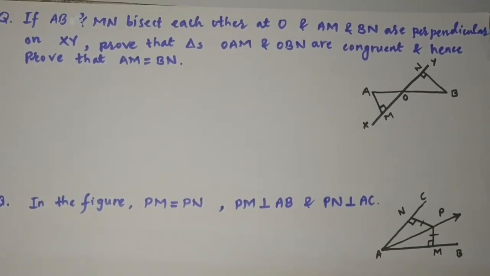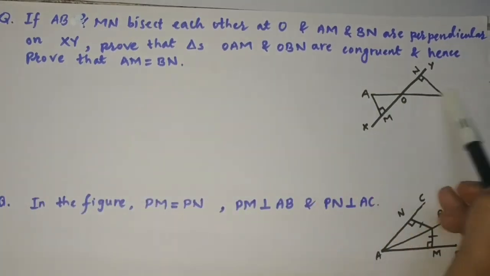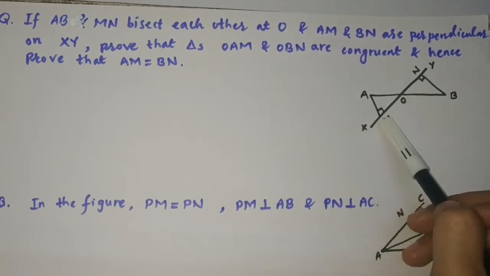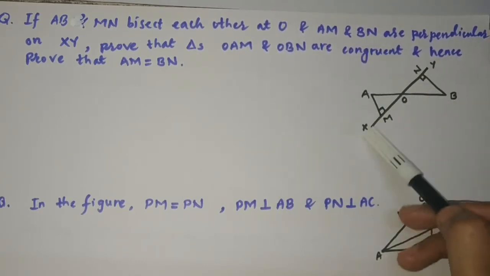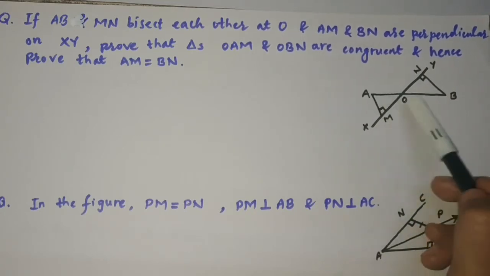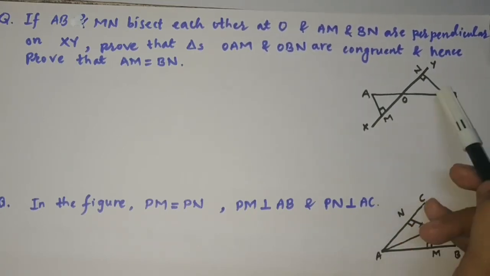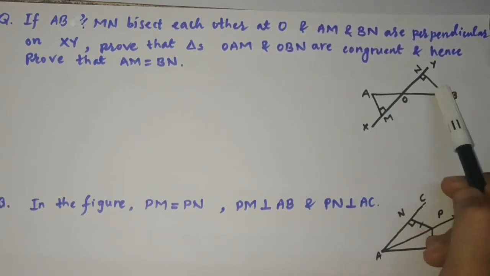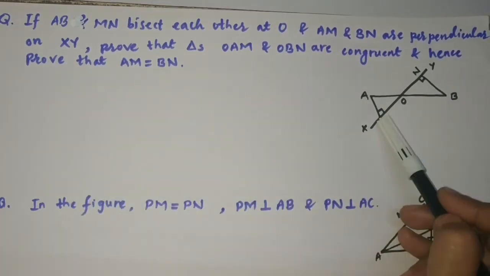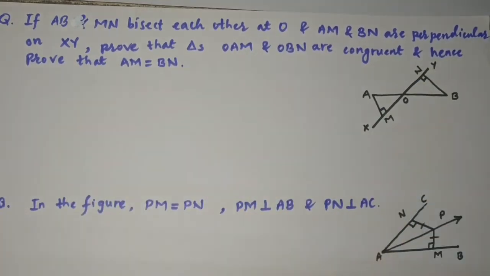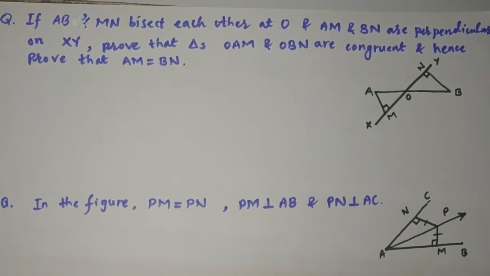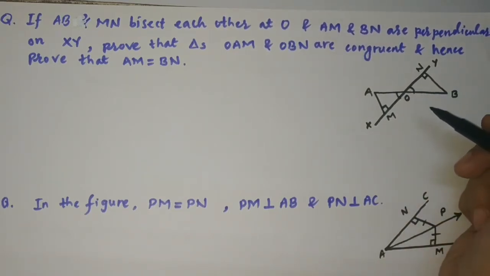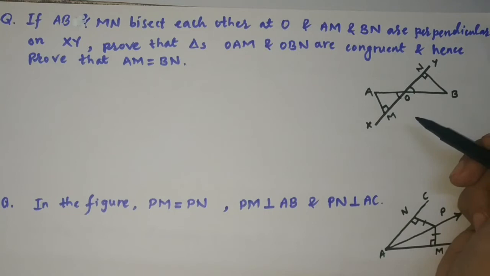Now the next question: if AB and MN bisect each other at a point O, and we have AM and BN perpendicular to XY, making 90 degrees. Prove that triangle OAM and triangle OBN are congruent, and hence prove that AM side is equal to BN side. First of all, I will write which parts I am seeing as congruent. Here you can see that at O, it is a vertically opposite angle. So I have two angles, and we require one side.